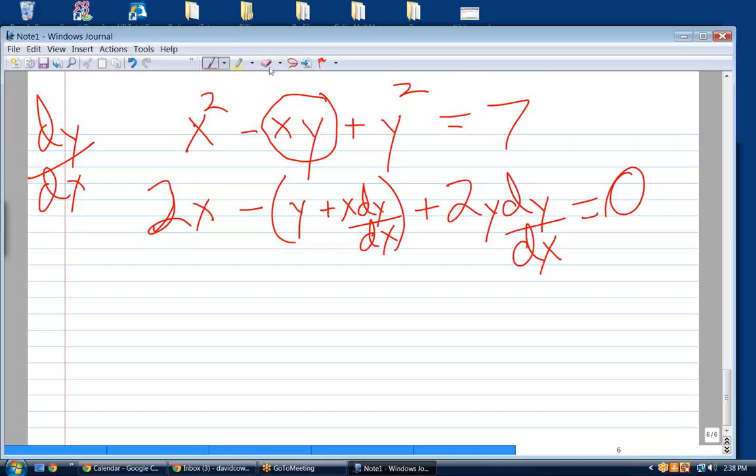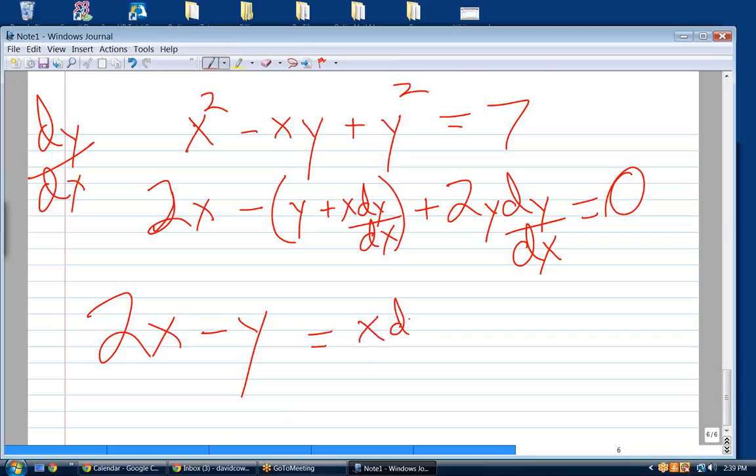This is kind of the tricky part, actually, in most of these problems. It's just complicated algebra. So I'd move the dy/dx terms to the other side of the equation. So I got 2x minus y on the left, and on the right I'm going to have x dy/dx minus 2y dy/dx. Okay?